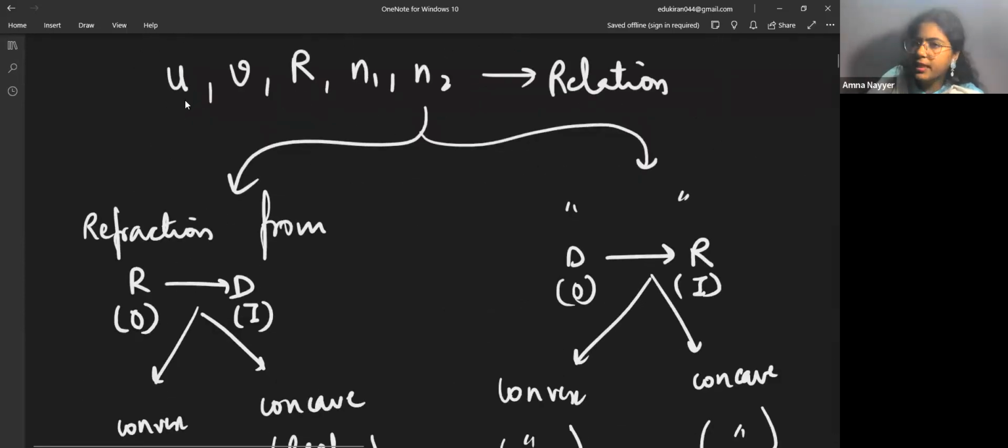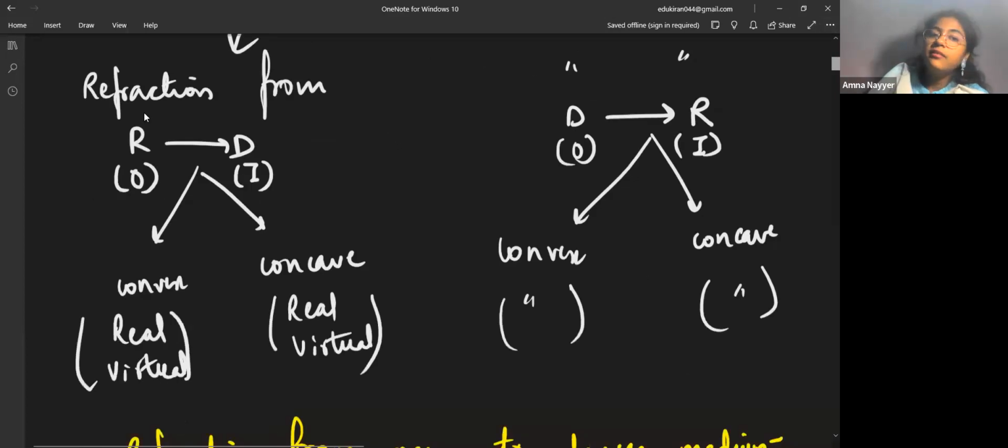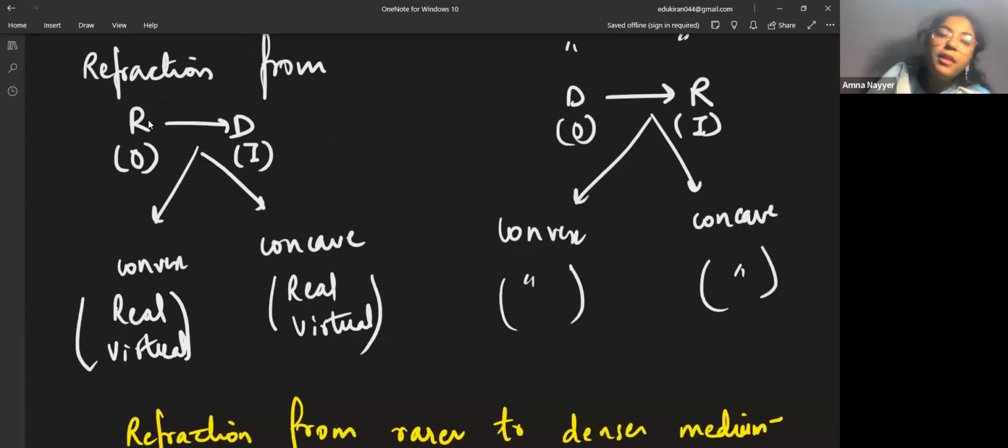Now, object distance is present. You have image distances. You have radius of curvature, and you have both the refractive indices, one for the glass, one for the medium outside. So what we will study? We will study their relation. We just have to establish a formula to relate all these. Fine. So refraction can occur from rarer to denser medium or denser to rarer medium. Means, first case, when the object is kept in the rarer medium and the image is kept in the denser medium.